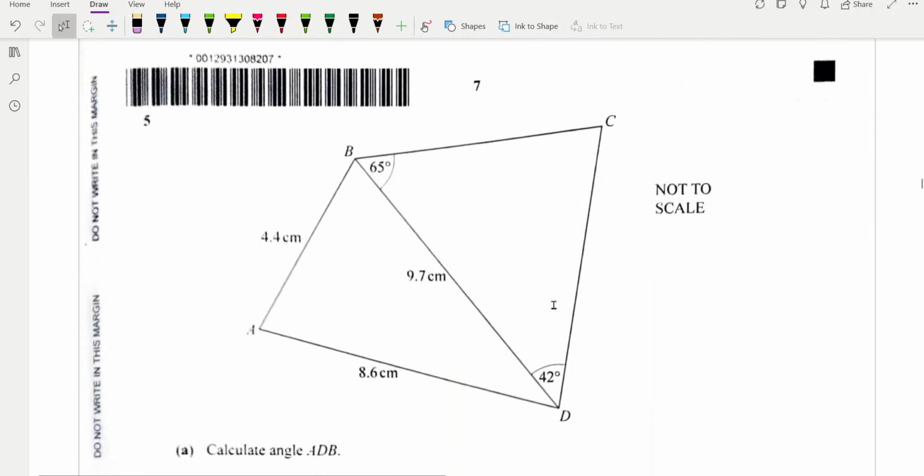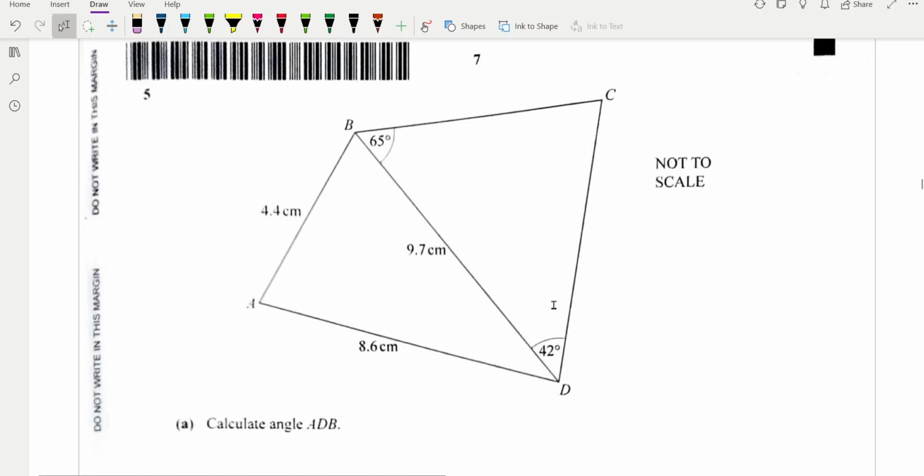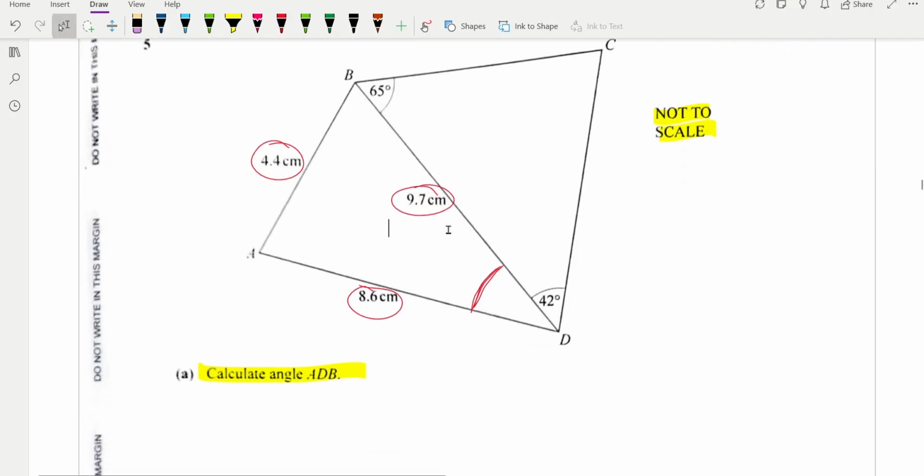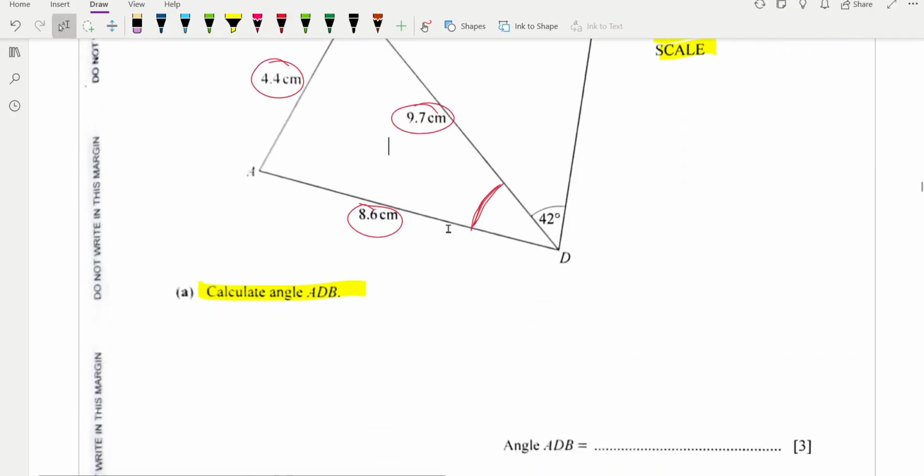Now question number 5. Question number 5 says diagram is not to scale. Calculate angle ADB. Angle ADB is which angle? This one. This angle is basically required. So we have this side, we have this side, we have this side. So we can use cosine rule easily, so we can write this one.